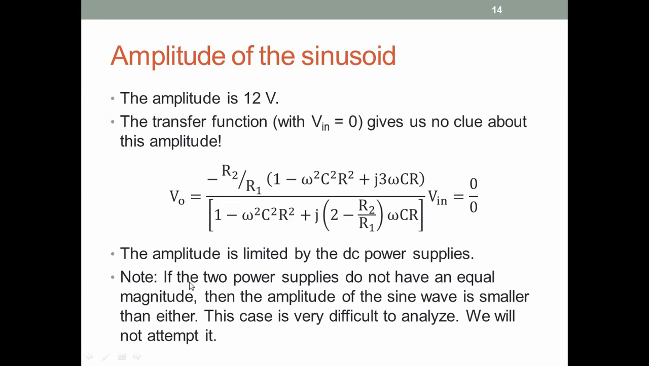Also, note that this is just a kind of extracurricular. If the two power supplies don't have an equal magnitude, and sometimes it happens in real circuits, then the amplitude of the sine wave is smaller than either one. Again, you can try this in the simulation. It's very simple to do. Just make one of the supplies 11 volts or something. This case is extremely difficult to analyze, so we are not going to even attempt to analyze it, but we should be aware that the amplitude is going to be lower than either of the supplies. Just try it and see what you get.